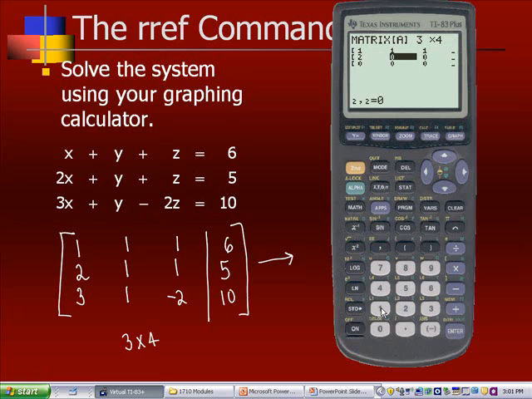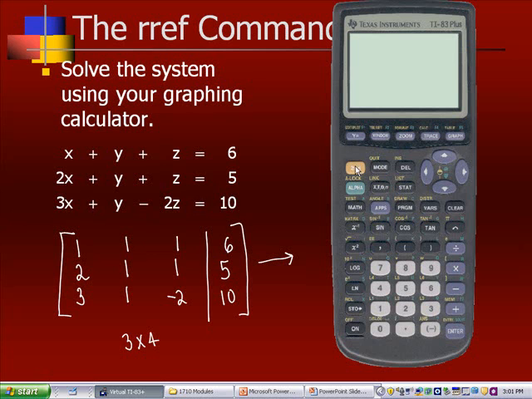So we're going to enter 2, 1, 1, 5. And then we're going to enter the third row, 3, 1, negative 2, and 10. When you get your matrix set up, make sure you go second quit. So you enter your values and then you do second quit.